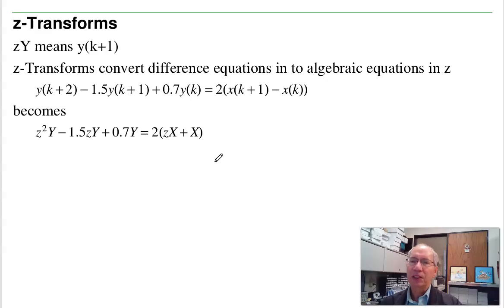We also covered digital filters. The heart of a digital filter is the Z-transform. The Z-transform converts difference equations into algebraic equations in Z, and the operator Z means next value. So ZY means Y of k plus 1, Y 1 sample in the future. What that does is turn a difference equation into an algebraic equation in Z, so this is Z squared Y, 2 samples in the future, ZY, Y, ZX, and X. So here's the difference equation and the Z-transform. The two are equivalent.